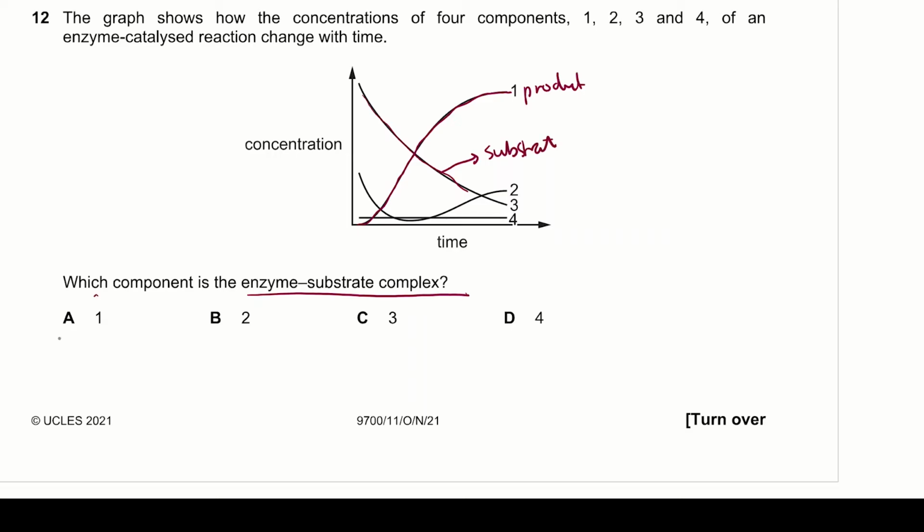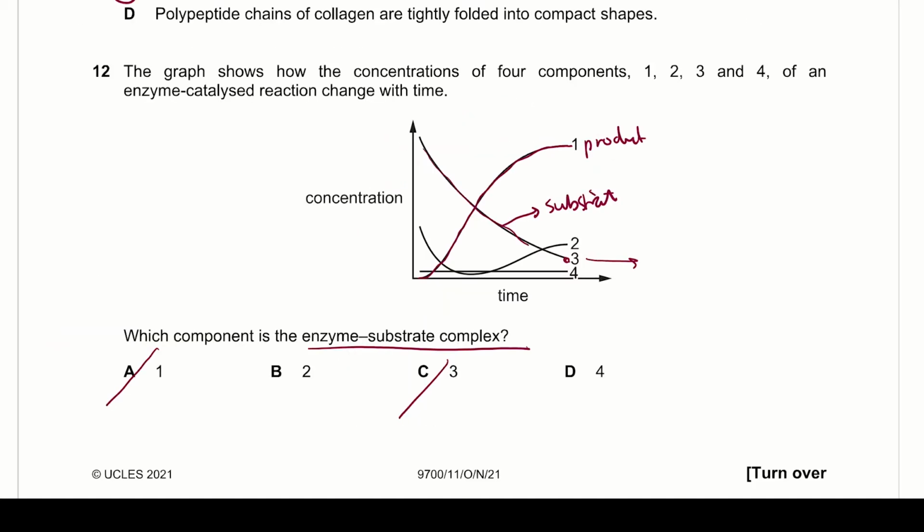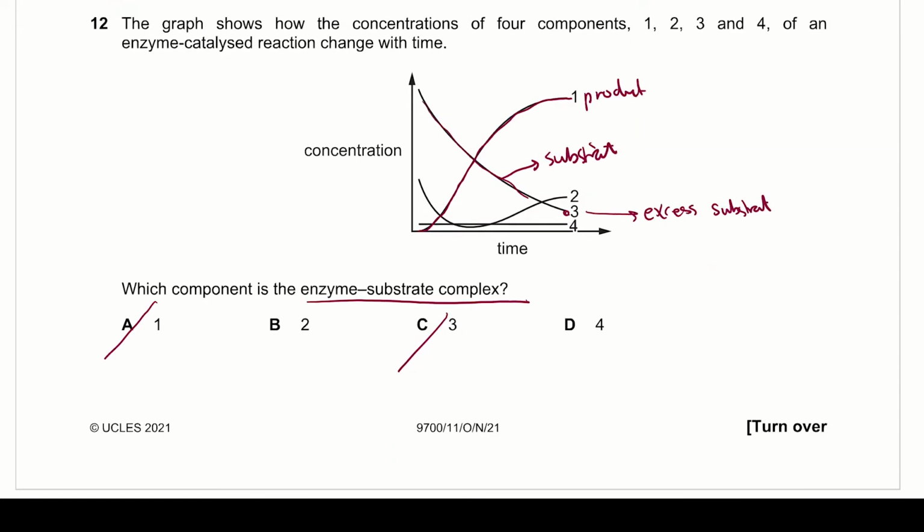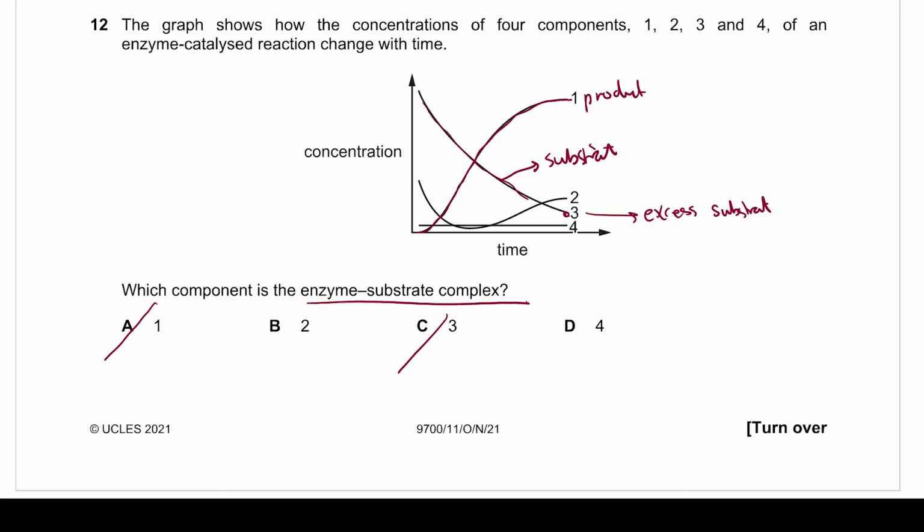So we're going to cross out 1 and 3. Because the substrate never actually reaches zero in this case, this means that the substrate is in excess. Therefore, the enzyme substrate complex's concentration is going to be constant, and the answer is going to be 4. The reason why it's not going to be 2 is because the substrate here is in excess, so the only correct answer is going to be 4 because they are constant.